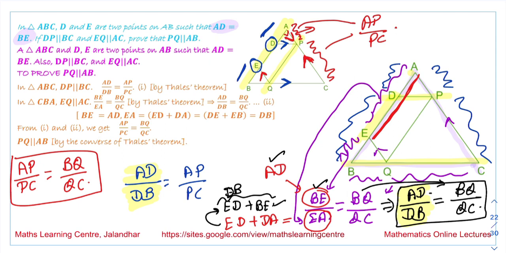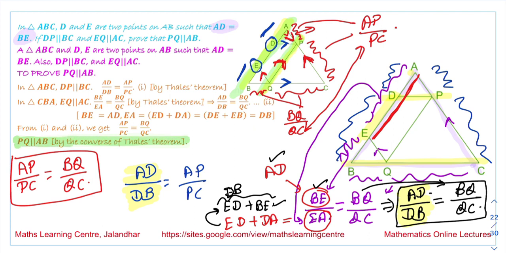We are saying this is equal to BQ. BQ is this portion and QC is this portion. This is BQ over QC. So if these two are equal to each other, it means this line PQ we are talking about is parallel to AB, and this is what we have to prove. So by the converse of Thales theorem, we have PQ is parallel to AB.